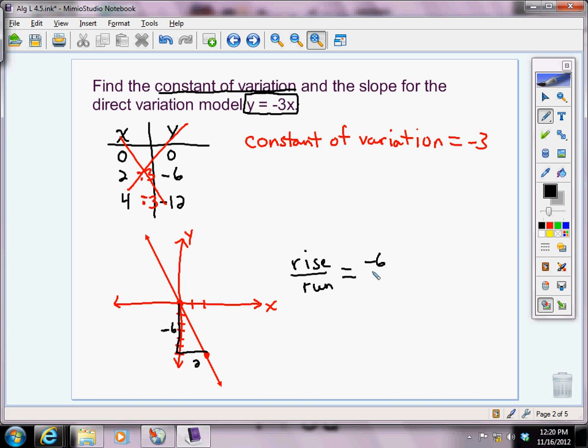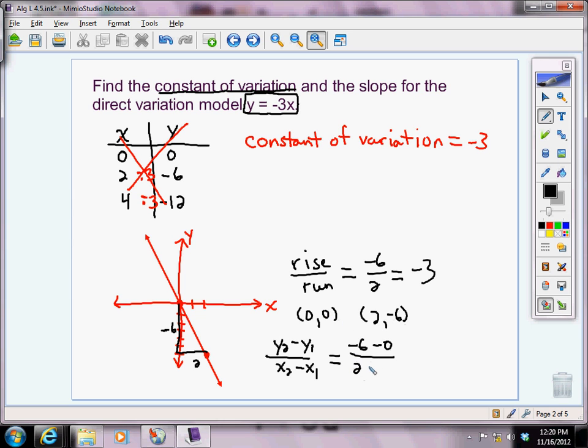So we get negative 6 over 2, which divides out to negative 3. You could use the points (0, 0) and (2, -6). And again, you could use (4, -12) too. I just didn't have room for that on my graph. And if we use our slope formula of y2 minus y1 over x2 minus x1, I'm going to say my difference in my y's, so negative 6 minus 0 over 2 minus 0. Oh look, we get negative 6 over 2, which also reduces to a negative 3.